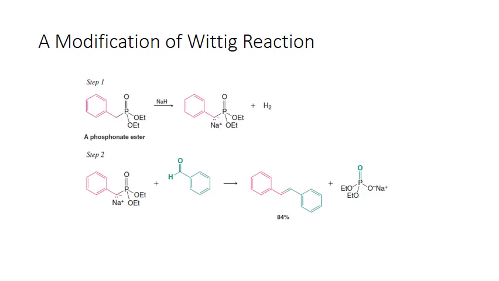Thus, we add an aldehyde or ketone to the produced carbanion to obtain an alkene, in a similar mechanism as in the Wittig reaction.